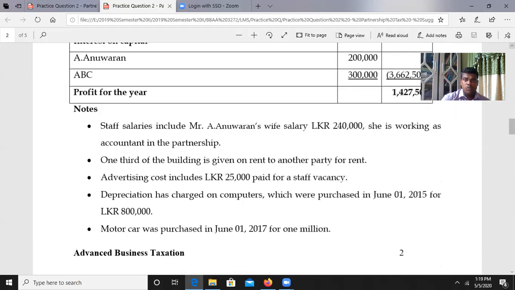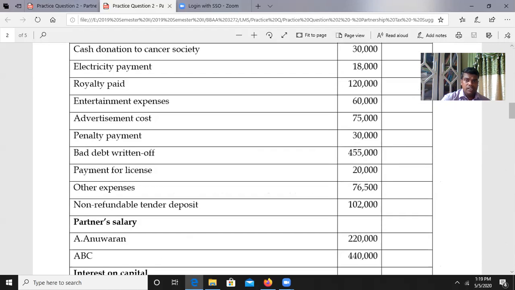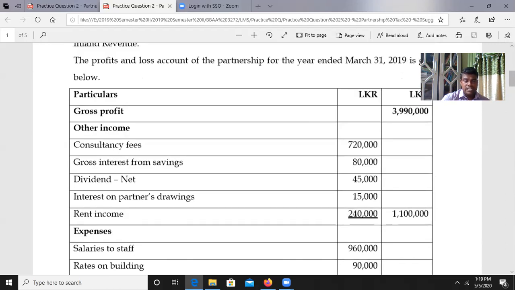Then after that we can move to the profit and loss account. The details of the profit and loss account are given already in the question. You can see that gross profit is not needed for the calculation, because we already took the accounting profit. So gross profit is already included in the accounting profit calculation, so you don't need to consider gross profit.